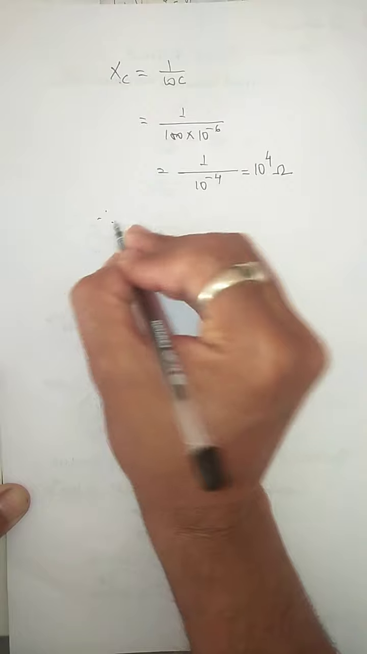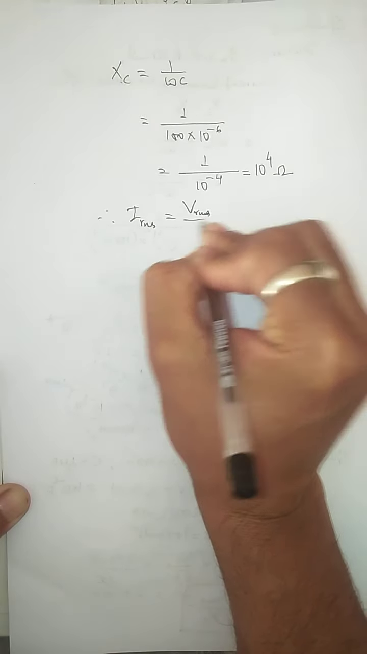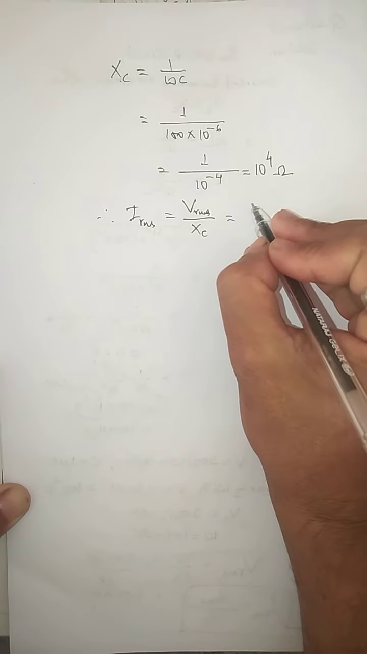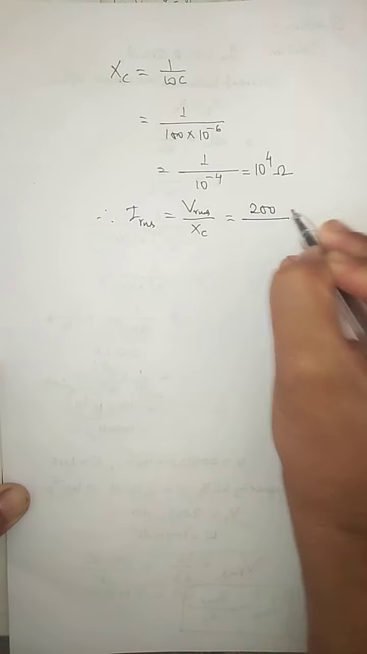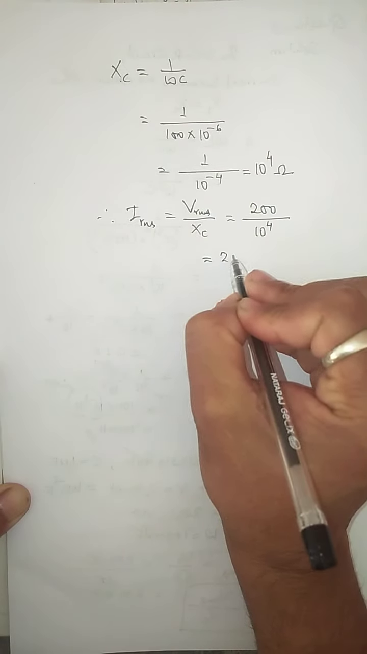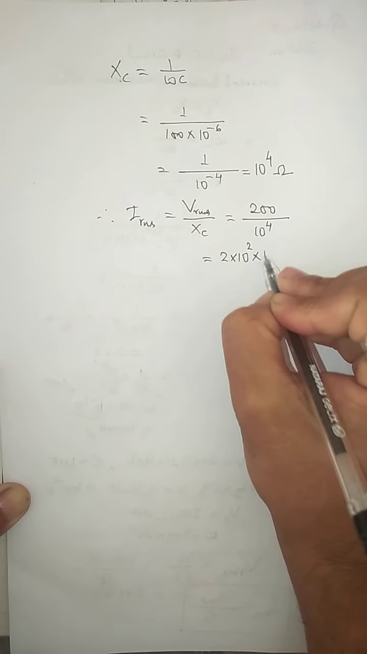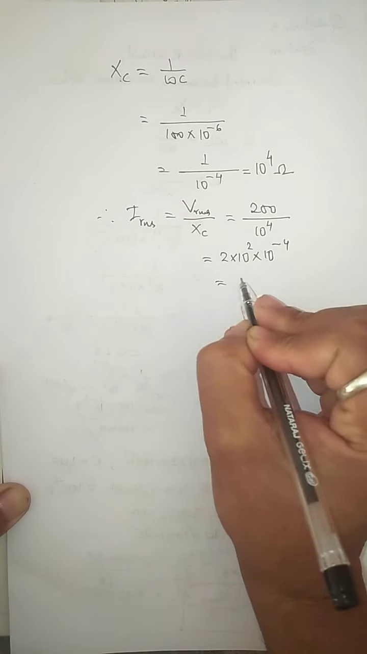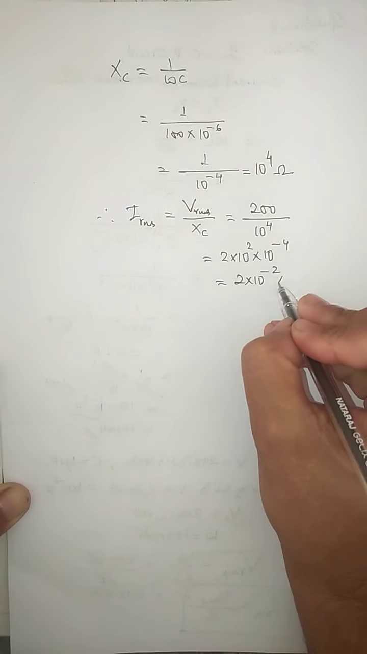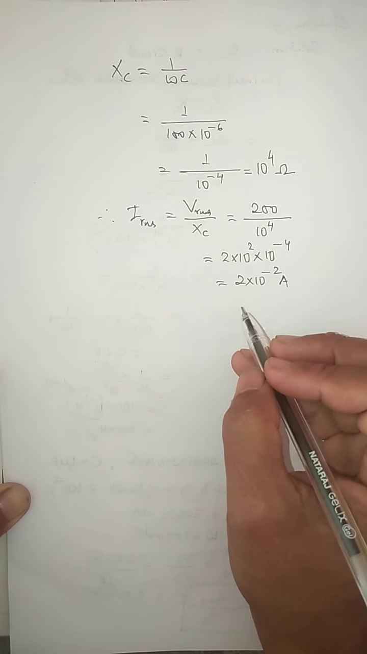Now we calculate the RMS current. So what is RMS current? RMS current equals RMS voltage by capacitive reactance. RMS voltage is how much? That we have already calculated, 200, divided by the capacitive reactance, 10 to the power 4. Now let me take this power 4 to the numerator. 200 I can write as 2 into 10 to the power 2. The 10 to the power 4, if I take it to the numerator, becomes minus 4. That means 2 into 10 to the power minus 2, since 2 minus 4 is minus 2. This is in ampere.